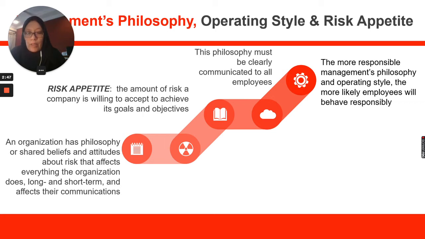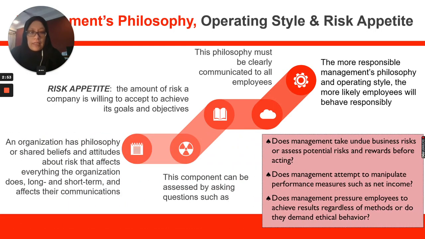Management philosophy, operating style and risk appetite can be assessed by answering questions. There are 3 questions here. Does management take undue business risk or assess potential risk and reward before acting? Does management attempt to manipulate performance measures such as net income? Does management pressure employees to achieve results regardless of methods, or do they demand ethical behavior? Those questions can be asked to see how they relate to management philosophy, operating style and risk appetite.